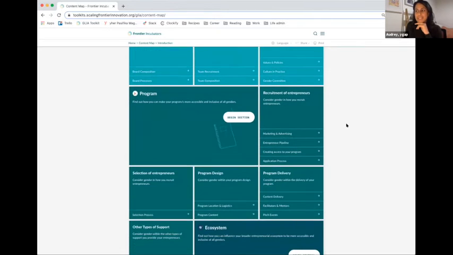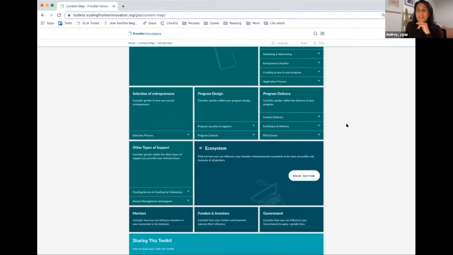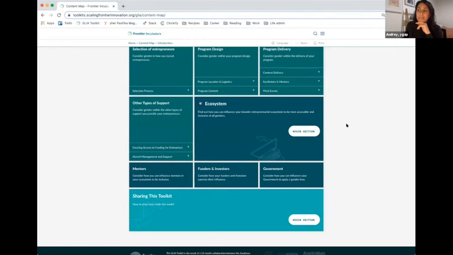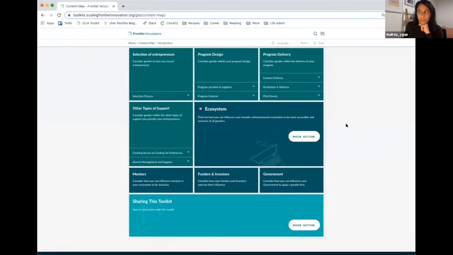We also have in the ecosystem section how accelerators and incubators can support mentors, funders, and investors and governments in terms of advocating for gender equality. And so if you're one of those stakeholders, that might be useful as well for you.